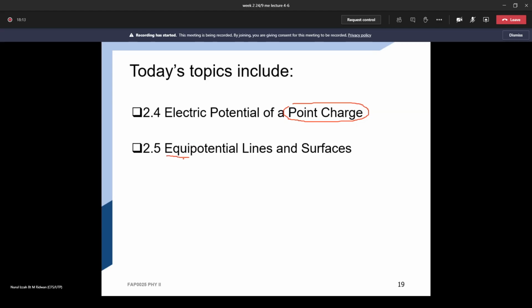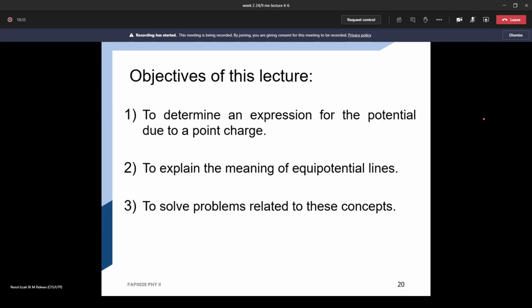And then the electric potential for a point charge, again, will only refer to two types of charge. You will deal with positive and negative. That's it. And then again, please try to see the differences between the formulas that we have from chapter 1. First of all, we are going to determine the expression for the potential energy and potential for point charges, and then see the equipotential lines and also solving problems.